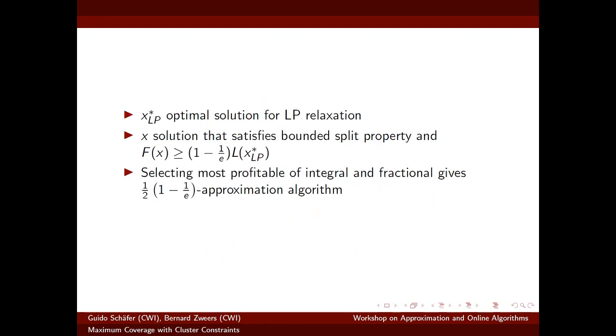So, concluding, we have an X star LP, which is the optimal solution for the LP relaxation. And we can change that into a solution that satisfies the bounded split property and whose X solution is at least 1 minus 1 over e times the optimal LP relaxation. And if you just select the most profitable of these two solutions again, you get a half times 1 minus 1 over e approximation algorithm.